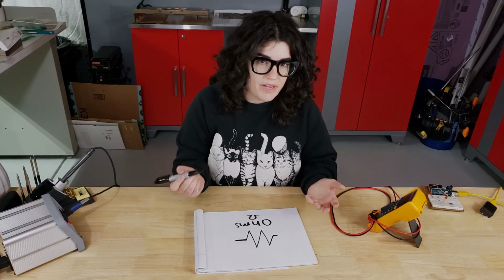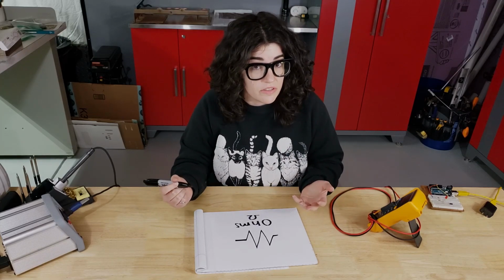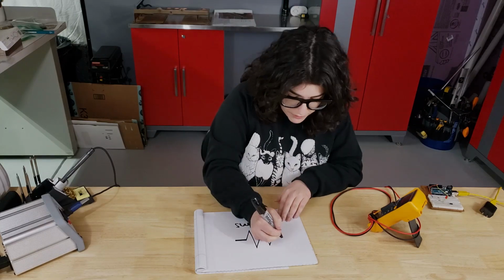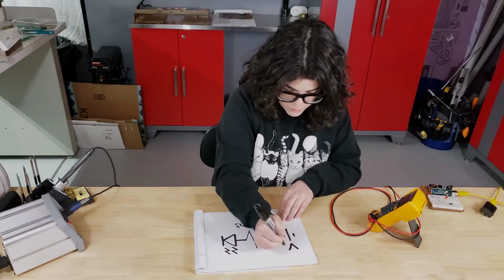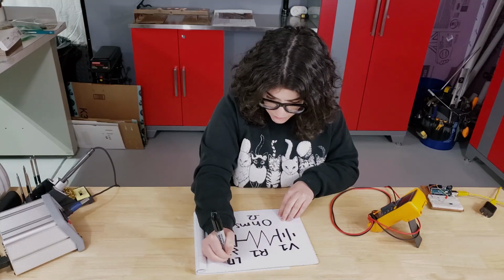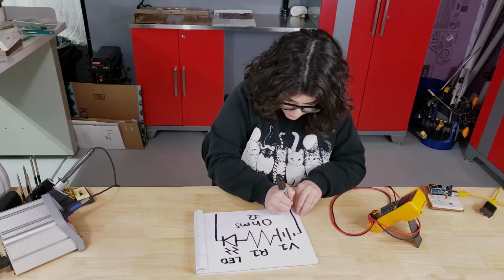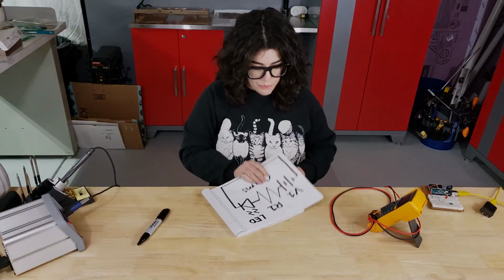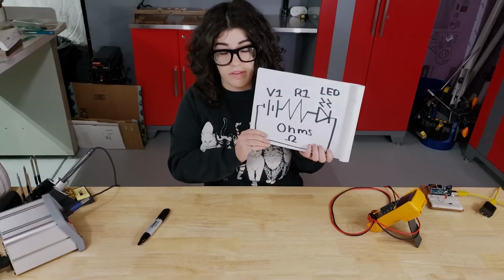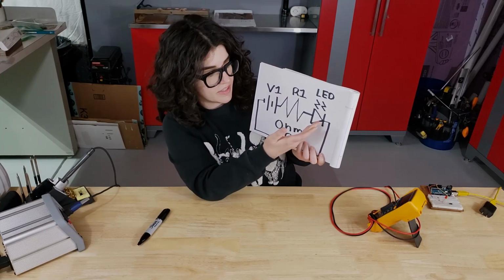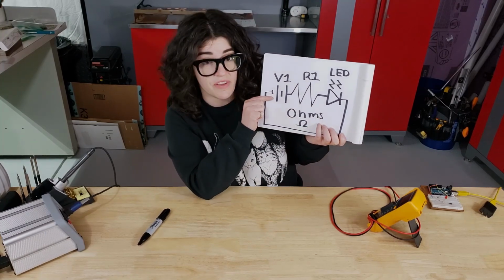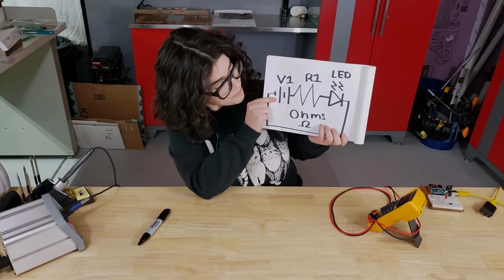A resistor might fit into a typical electrical circuit like this. In this circuit, the resistor limits the current going to the LED from the voltage source V1.